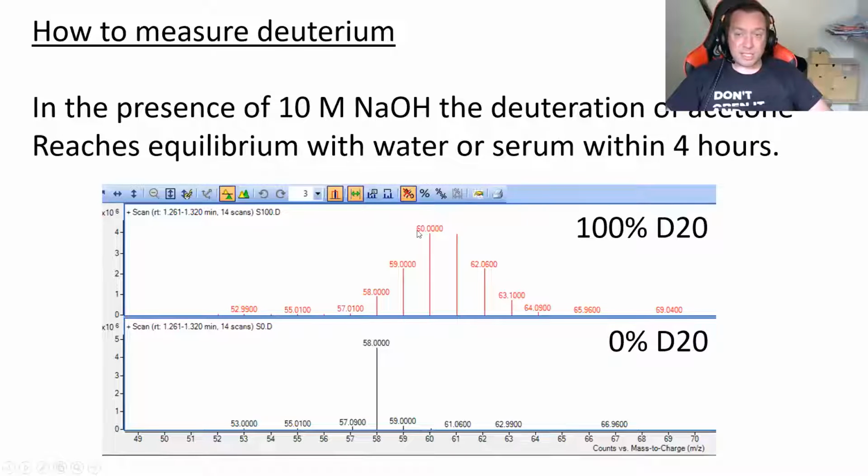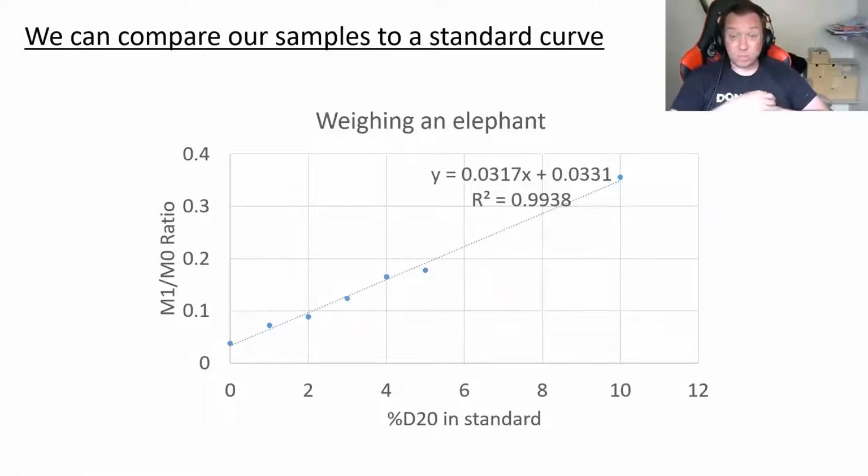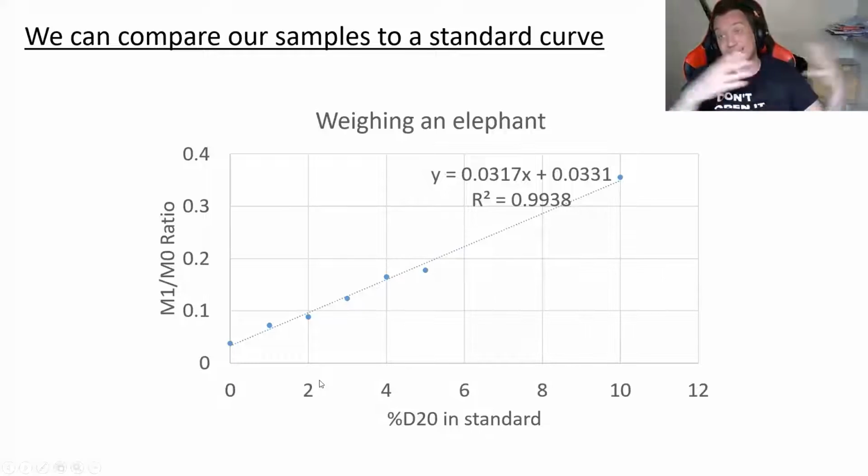If you have reacted with 100% deuterated water, you will see that 58, 59, 60, 61, 62, 63, and 64 are all present. So we have some acetone which has all 6 of its hydrogens having been replaced with deuterium, and the majority of it carries either 2 or 3 deuteriums. And then all you do is you create a standard curve comparing the 59 to 58 ratio, plot this out, and then any sample you have, you can analyze the amount of deuterium in it.